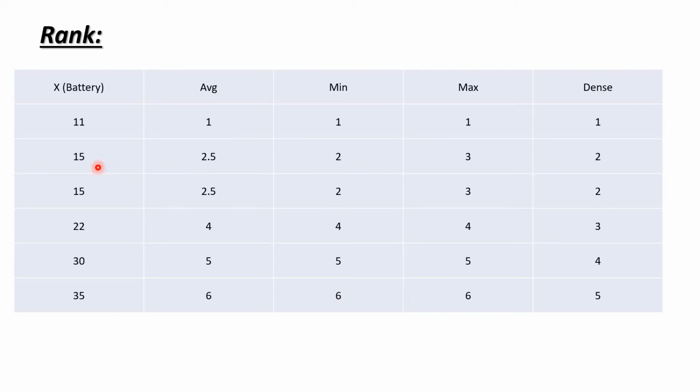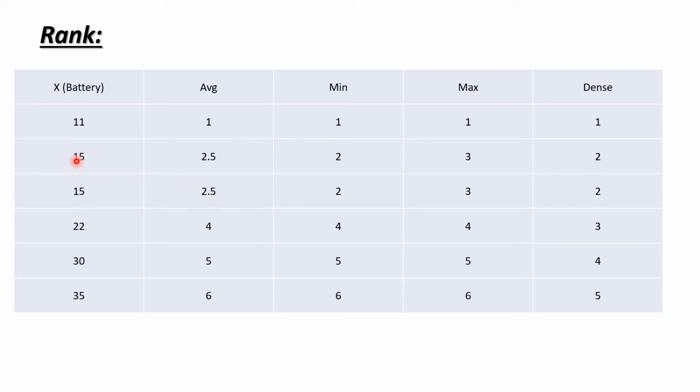Now we have two common points, that is 15 and 15. So in this case, in average we need to calculate the average. See, we have put the 1 over here, right? One rank. Then this 15 has a 2 rank, this 15 has a 3 rank, right? So for 2 and 3, we have to calculate the mean of 2 and 3, that is 2.5 and 2.5, right?